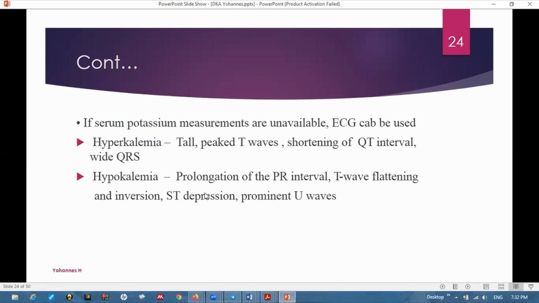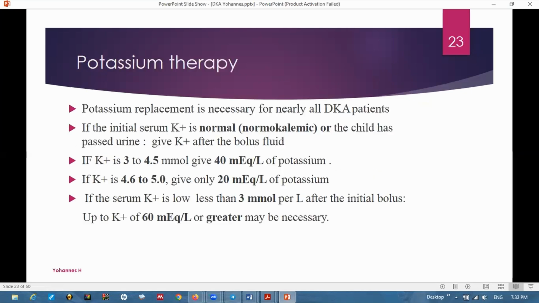The other is hypokalemia. In hypokalemia, there will be prolongation of PR interval, T wave flattening or inversion, ST depression, and prominent U wave. So if ECG and electrolytes are not available, after we resuscitate them for 1 hour, we should see the urine output. If the urine output is adequate, we will supplement them with potassium chloride. The potassium chloride will be added to the maintenance.